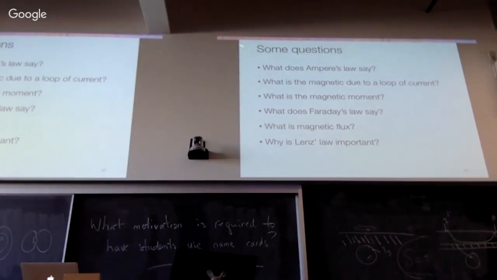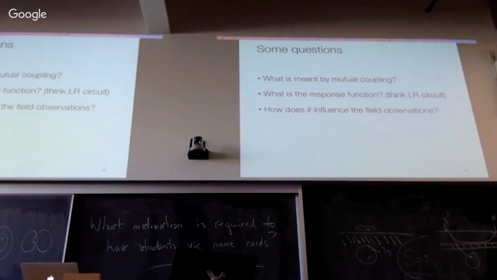But here's the essence. I think if you can answer these questions, you're probably good to go. For instance, what does Ampere's law really say? What's the magnetic field of a loop of current? What is meant by the term magnetic moment, as far as the relationship between the current and the loop? What does Faraday's law say? What is magnetic flux? Why is Lenz's law important? What's that minus? What's meant by mutual coupling?